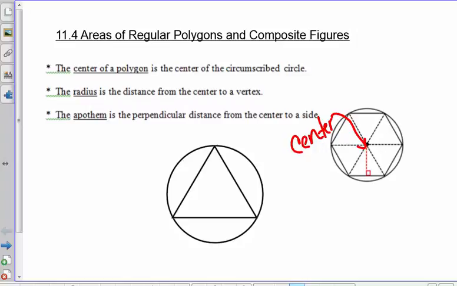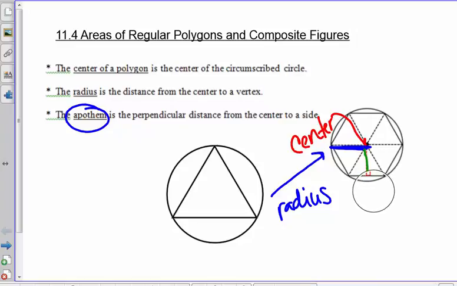The next thing that you need to know is that the radius of your polygon is the distance from the center to the vertex. So this is the radius. And then the last thing that we're going to talk about is the apothem. We're going to use this all the time. The apothem is the distance from the center to one of the sides of your polygon, and it's perpendicular. So this is my apothem.